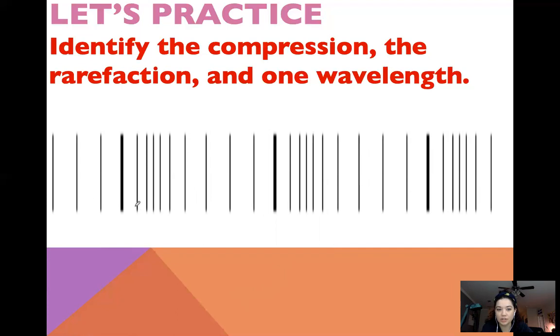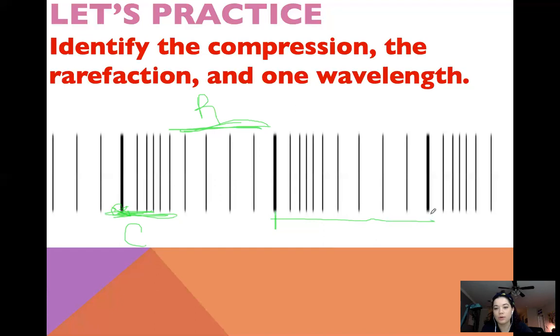So, a compression is when we've got our wavelengths really tight together. So like right here, these are really tight together. That is a compression. Our waves are more spread out right here. That is a rarefaction. And again, to find a wavelength, you want no repetition.